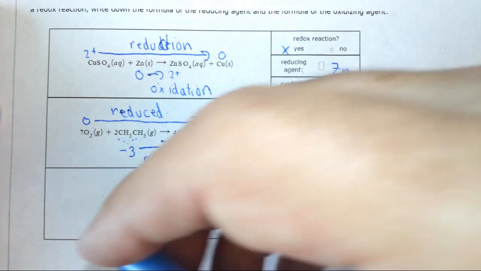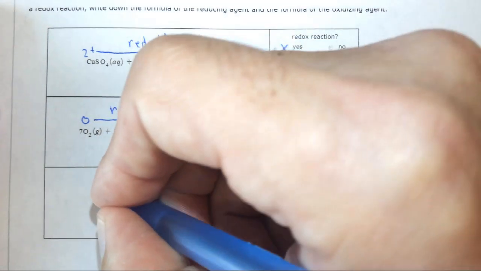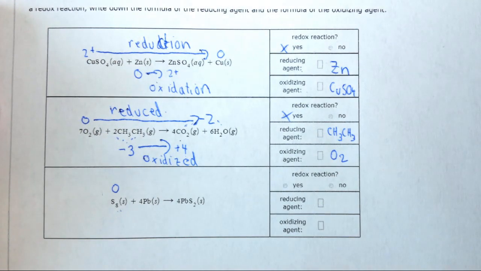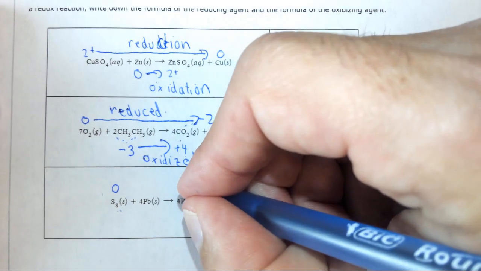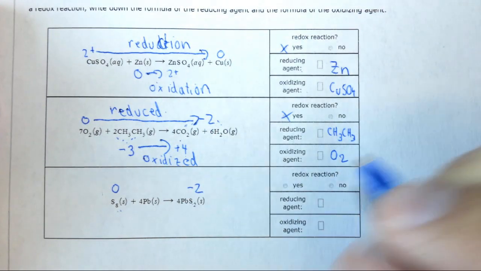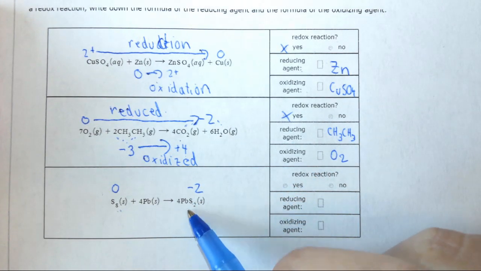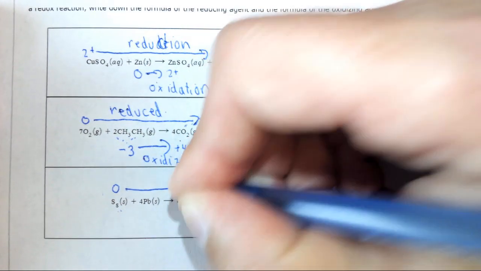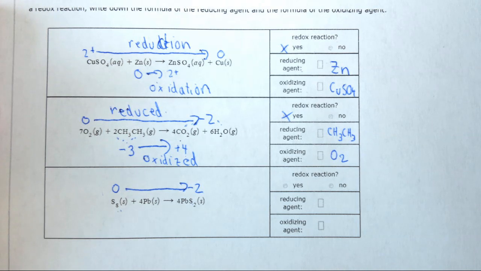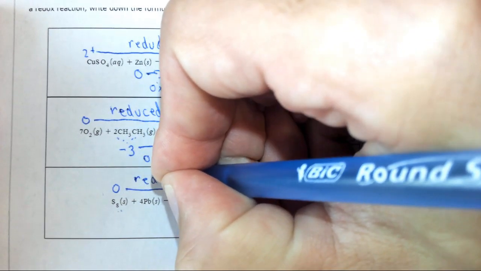In the last example, we have sulfur, which even though it's S8, it is elemental. So its oxidation state is 0. To over here, where it has an oxidation state of -2, because that's the charge on sulfur in lead-4 sulfide. So it went from 0 to -2. So it gained electrons, so therefore it was reduced, or reduction.